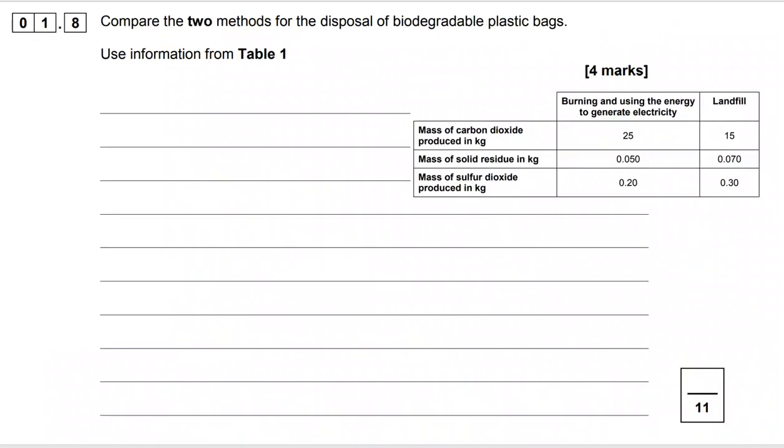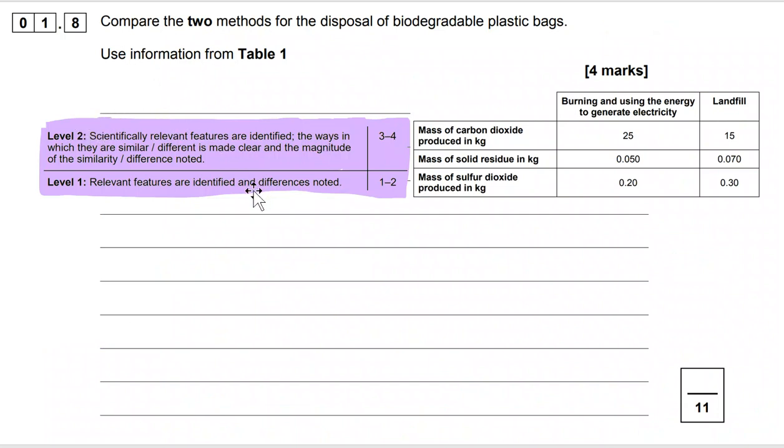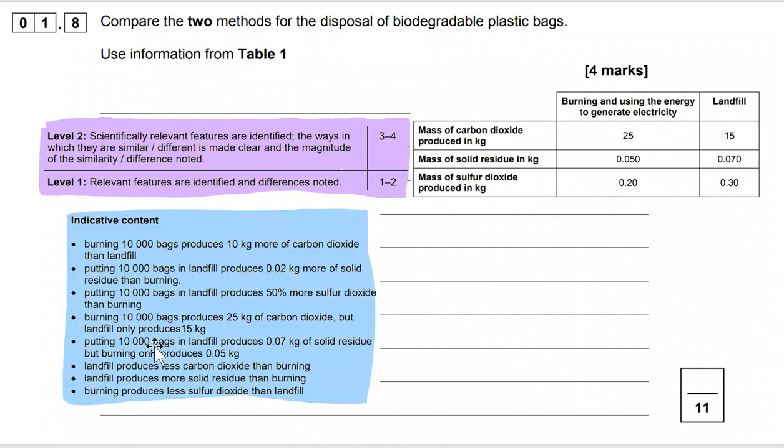And finally, on 1.8, we are comparing the two methods. There are 4 marks in total, and it's following the levelled marking format. So on this one, you can be a level 2 or a level 1. And the indicative content that we're looking for is actually comparing that data. Burning 10,000 bags produces 10 kilograms more carbon dioxide than landfill. We can see that putting 10,000 bags in landfill produces 0.02 kilograms more of solid residue than burning.